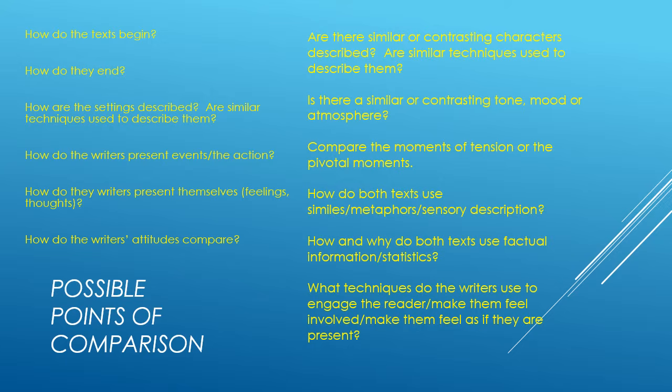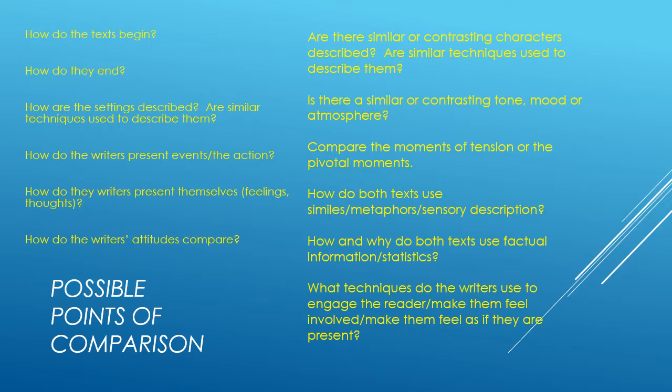How do the writers, particularly if it's written in the first person, present themselves and their own feelings and thoughts and response to incidents and characters? How do the writers' attitudes compare? Do they both feel conflicted? Do they both feel confident about something? Do they both feel a sense of regret or anger or pride? So how could we deal with the thoughts and the feelings and the emotions and the attitudes, and then how the language in both texts is used to present those?